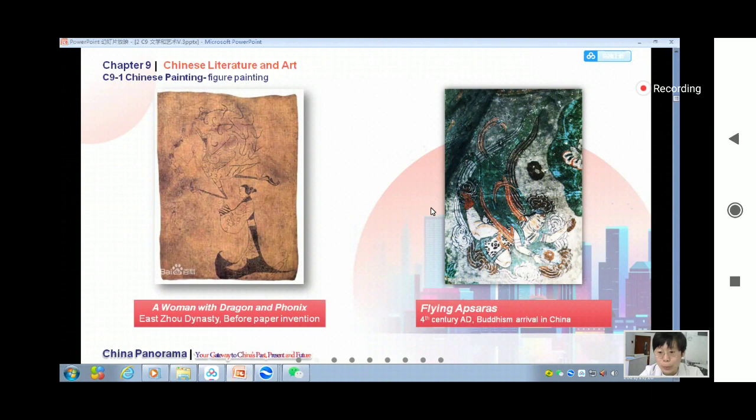And all the paintings, this painting is on the wall. It's not on paper or on silk or on animal skin, it's on the wall. So besides the different paintings, you can also see many Buddhism statues there.